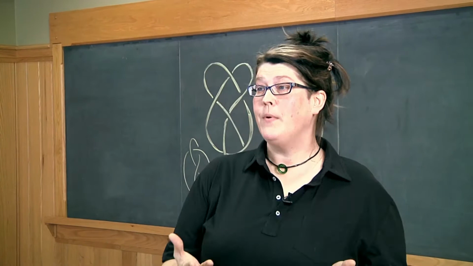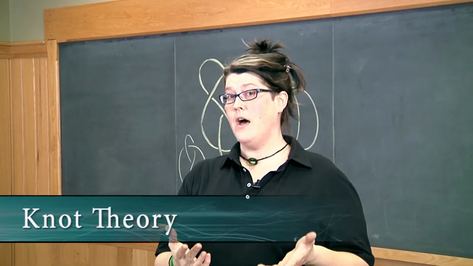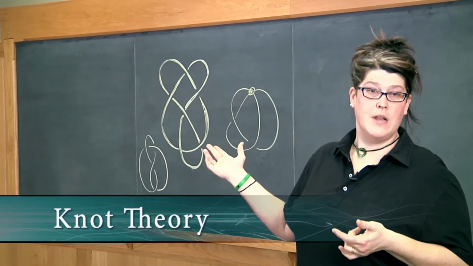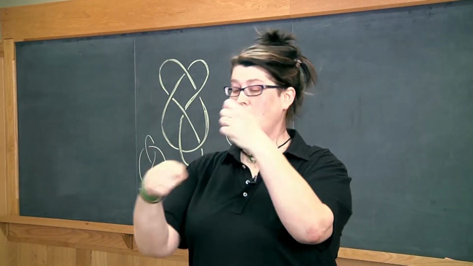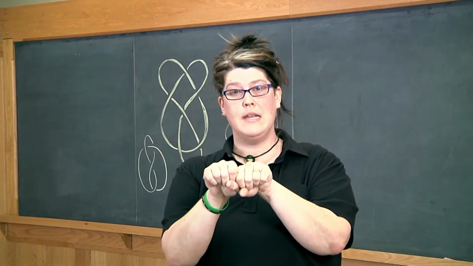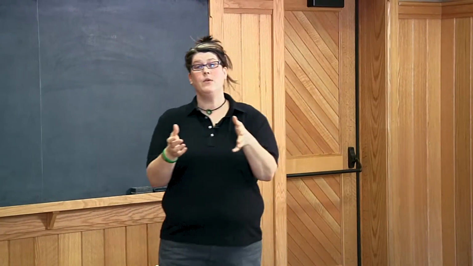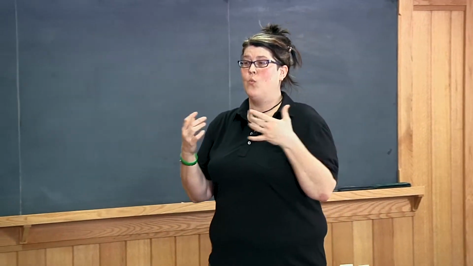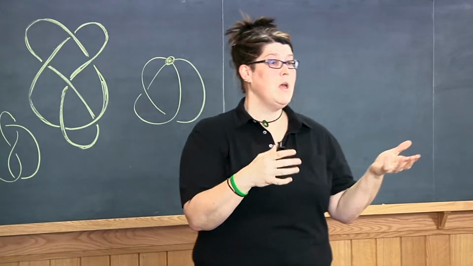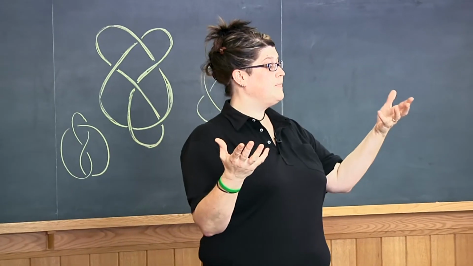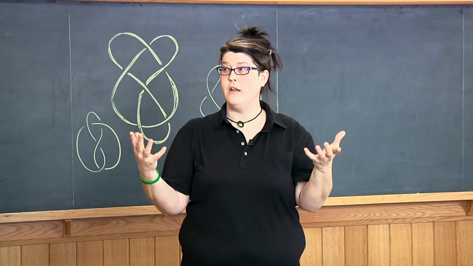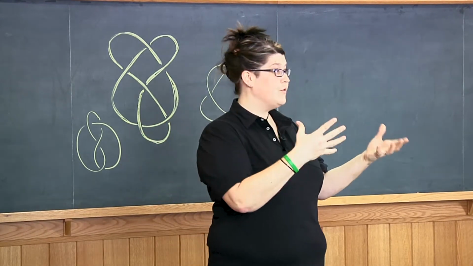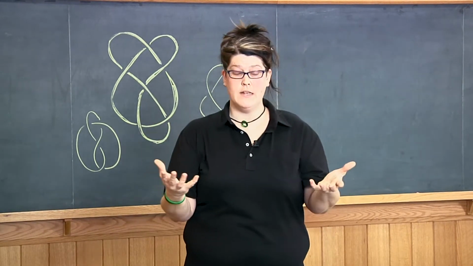So the example I want to use to start out with is that of knot theory. And you see behind me some knots drawn on the board. A knot is just a string that's been knotted up in some way, and then the ends have been attached together again. And the kind of thing we want to know about with knots is when are two knots the same and when are two knots different. So if I take a piece of string and I tie it up in one way, and I take another piece of string, I tie it up in another way, how can I tell if those are the same knot or if those are different knots?